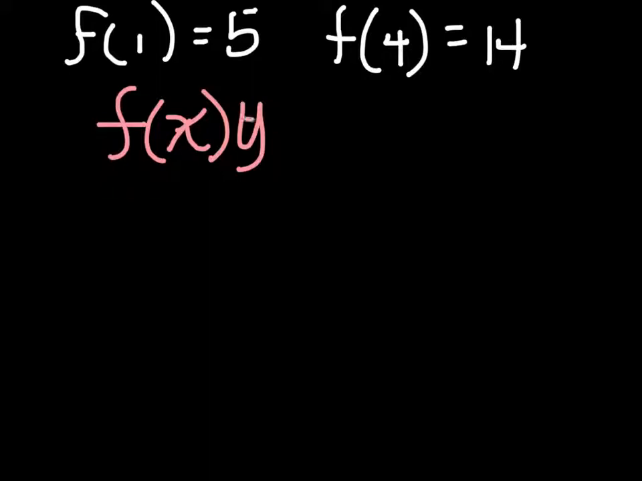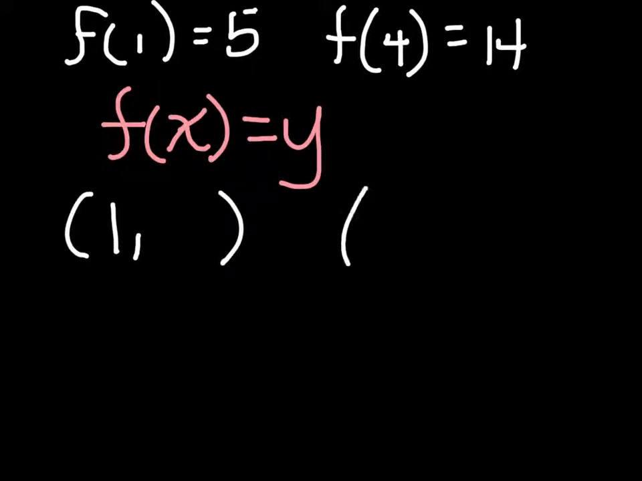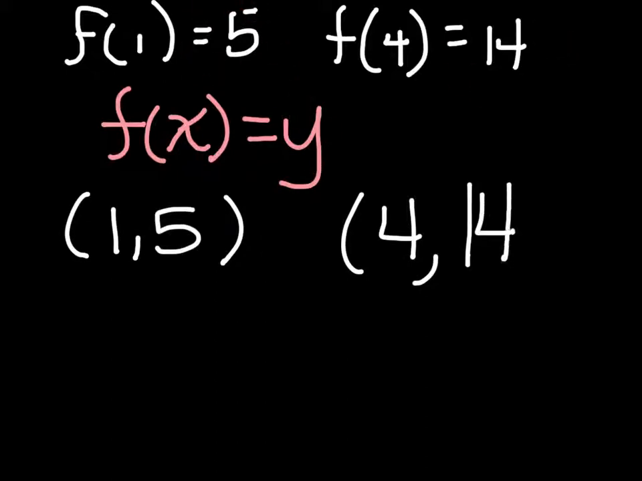So if you match up just the numbers in the same spot, you can see here x is inside the parentheses, so whatever's inside the parentheses is x. So the ordered pairs would start with 1 and 4, and then whatever it equals to is y. So 5 and 14 are in the spot of y. So now I have my two ordered pairs.